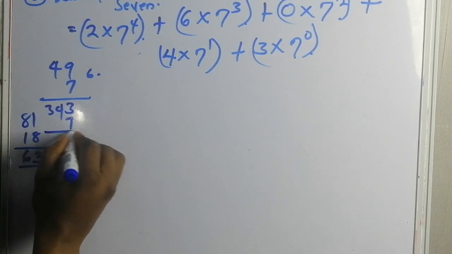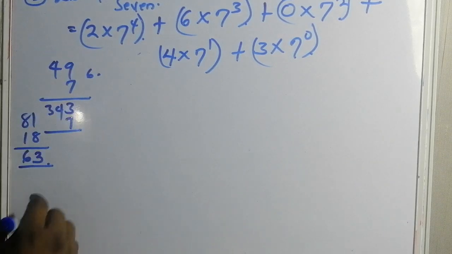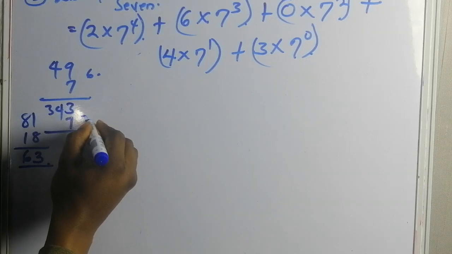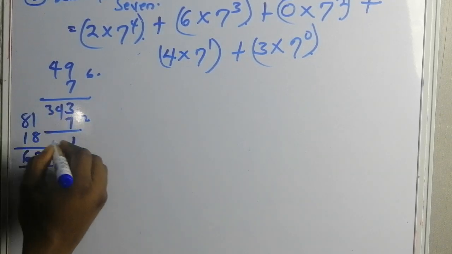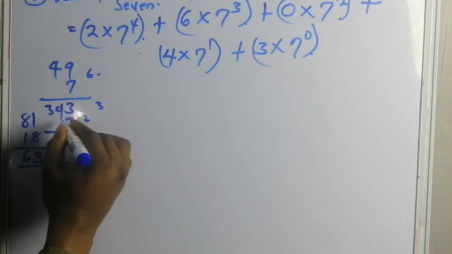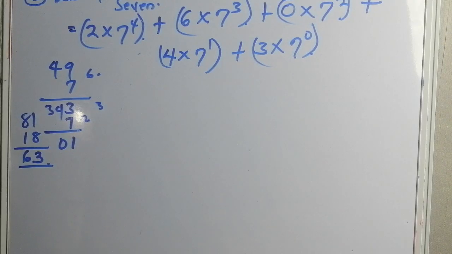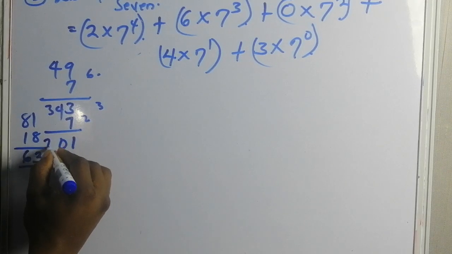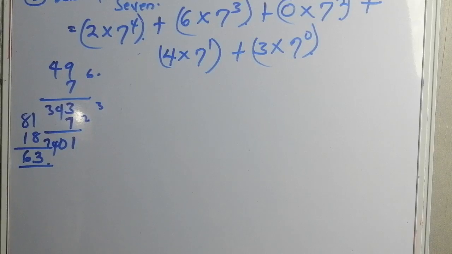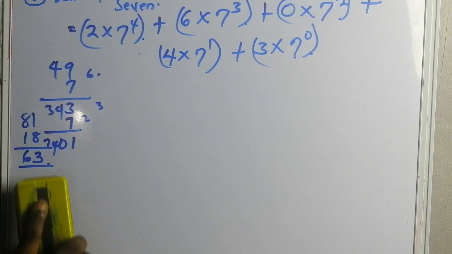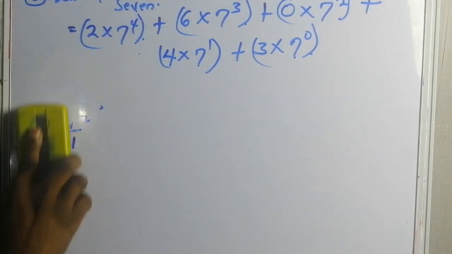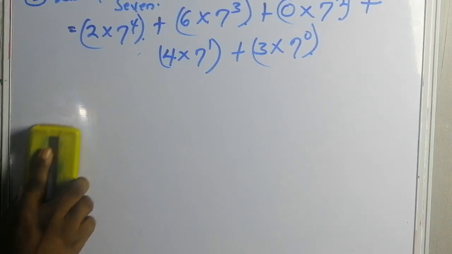That's times another 7 to make it 4. Okay, 7 times 3, 21, carry 2. 7 times 4, 28 plus 2, that's 30, carry 3. 7 times 3, that's 21. 21 plus 3, that's 24. So it means the answer is 2401.